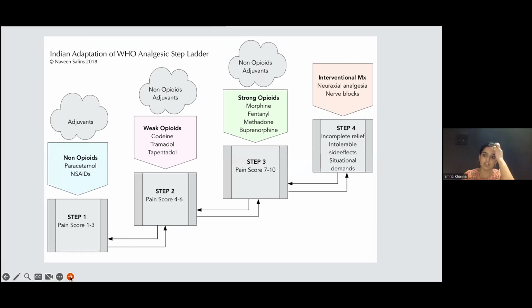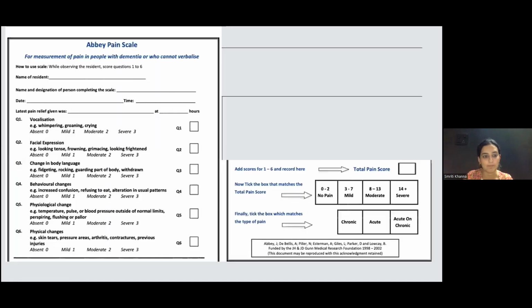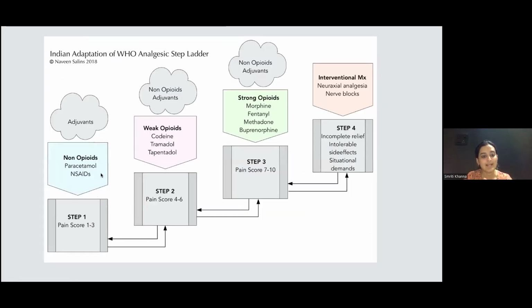So I have to thank Dr. Naveen Salins for this slide. This is the Indian adaptation of the WHO analgesic step ladder. Steps 1, 2, and 3 are the original WHO step ladder. This is the numerical rating scale and visual analog scale that I have shown you. 1 to 3 is mild pain, 4 to 6 is moderate pain, and 7 to 10 is severe pain. And so that's what step 1, step 2, and step 3 denote.